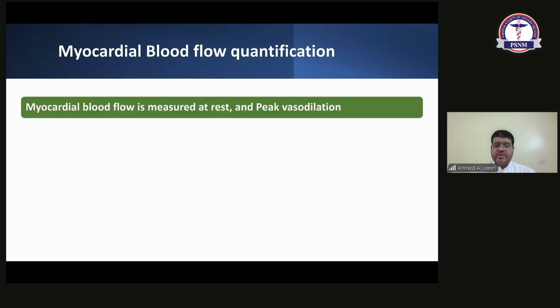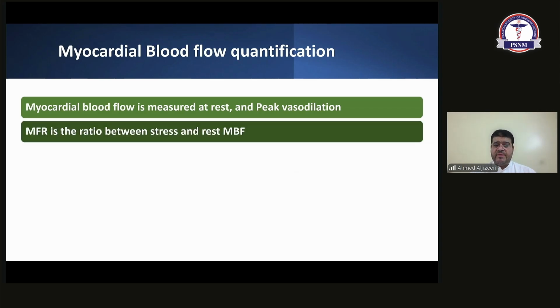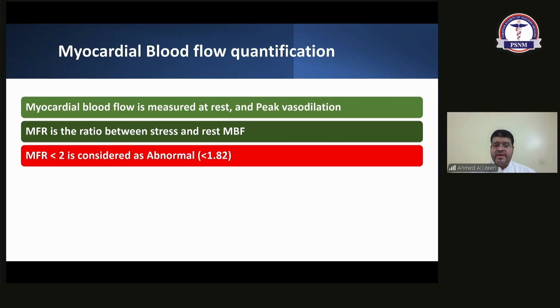So what do we do with myocardial blood flow quantification? We know that myocardial blood flow is measured at rest and peak vasodilation, sometimes called hyperemic response. Then MFR, which is myocardial flow reserve, is the ratio between stress and rest myocardial blood flow.